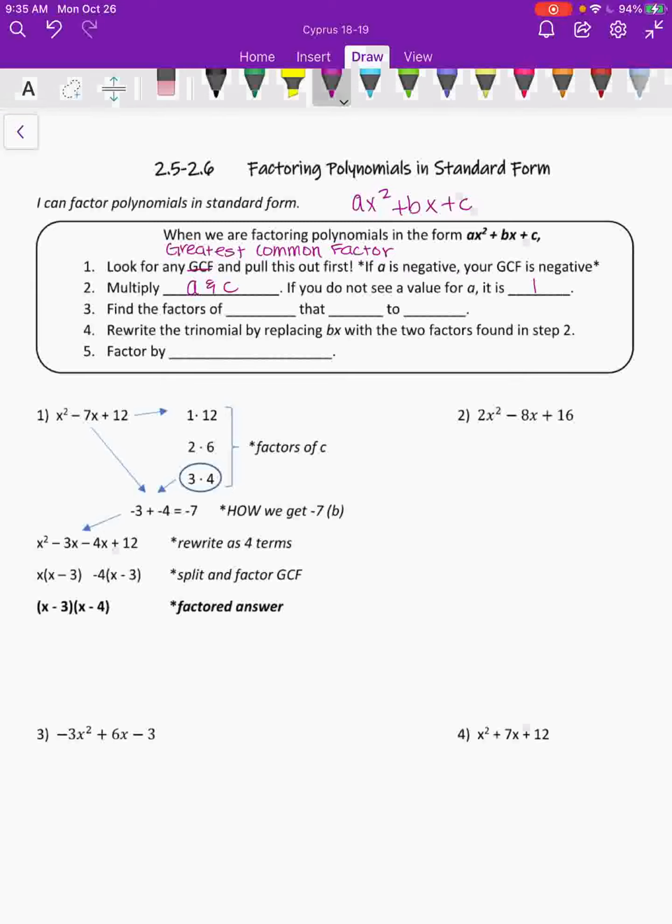Step 3, find the factors of A times C that add to B. So after we multiply that first and last numbers, we want to find the numbers that multiply to get the number, but that will also add to our middle number. And we'll see this in our examples. Step 4, we're going to rewrite our original trinomial, but instead of bx, we are going to replace it with the two numbers that we found in step 3. And then finally, factor by grouping, which we have already gone over.